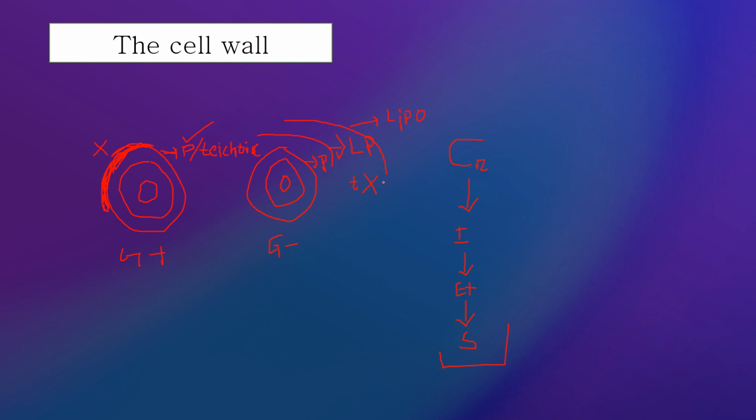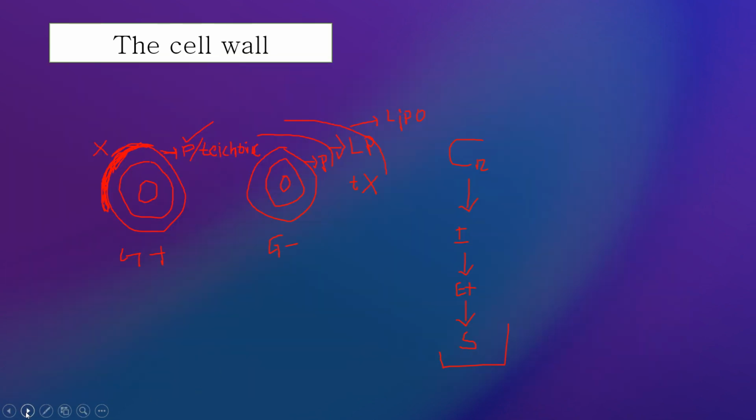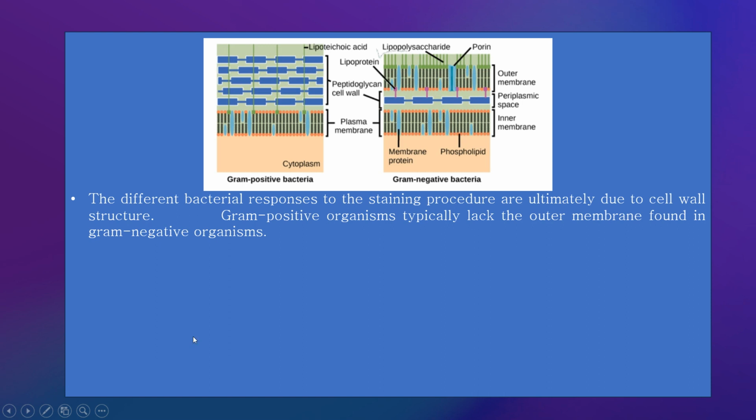Outer to the peptidoglycan there is lipoprotein, and outer to the lipoprotein there is lipopolysaccharide. Got it? The different bacterial responses to the staining procedure are ultimately due to the cell wall structure. Gram positive organisms typically lack the outer membrane found in gram negative organisms. Okay, clear? Then see here.